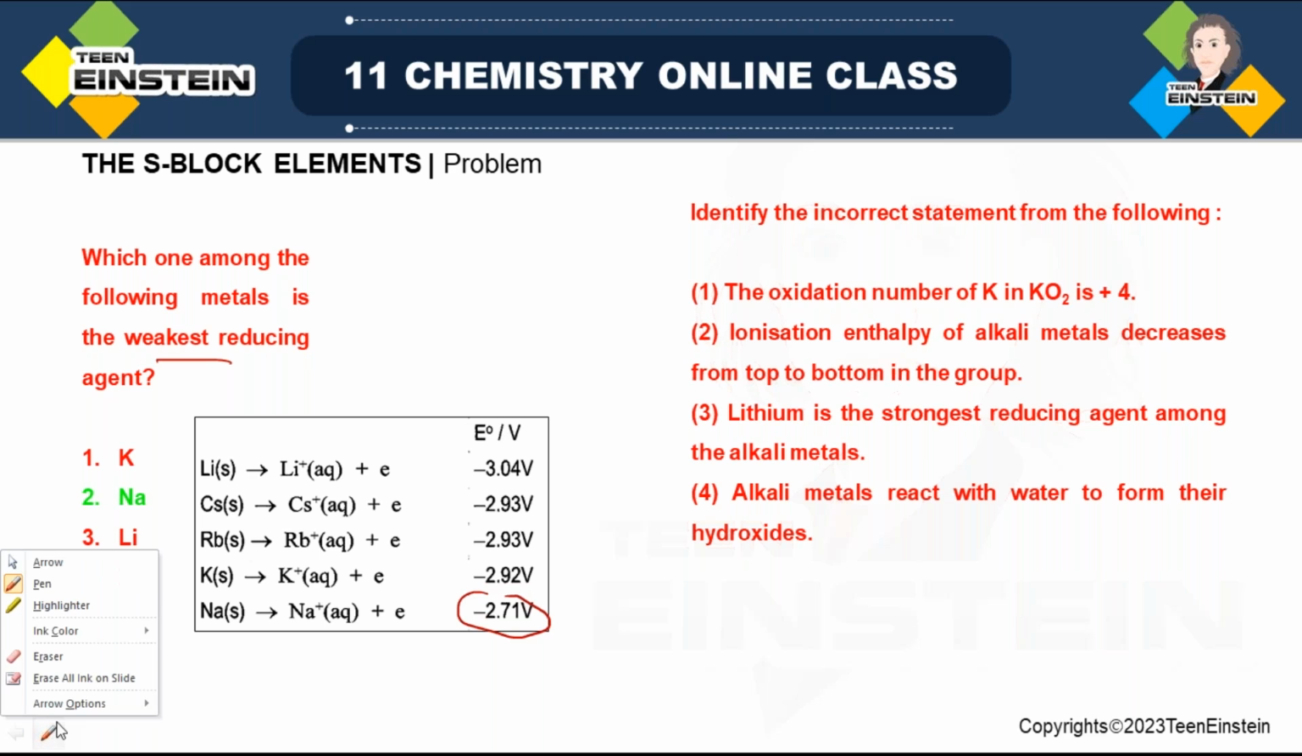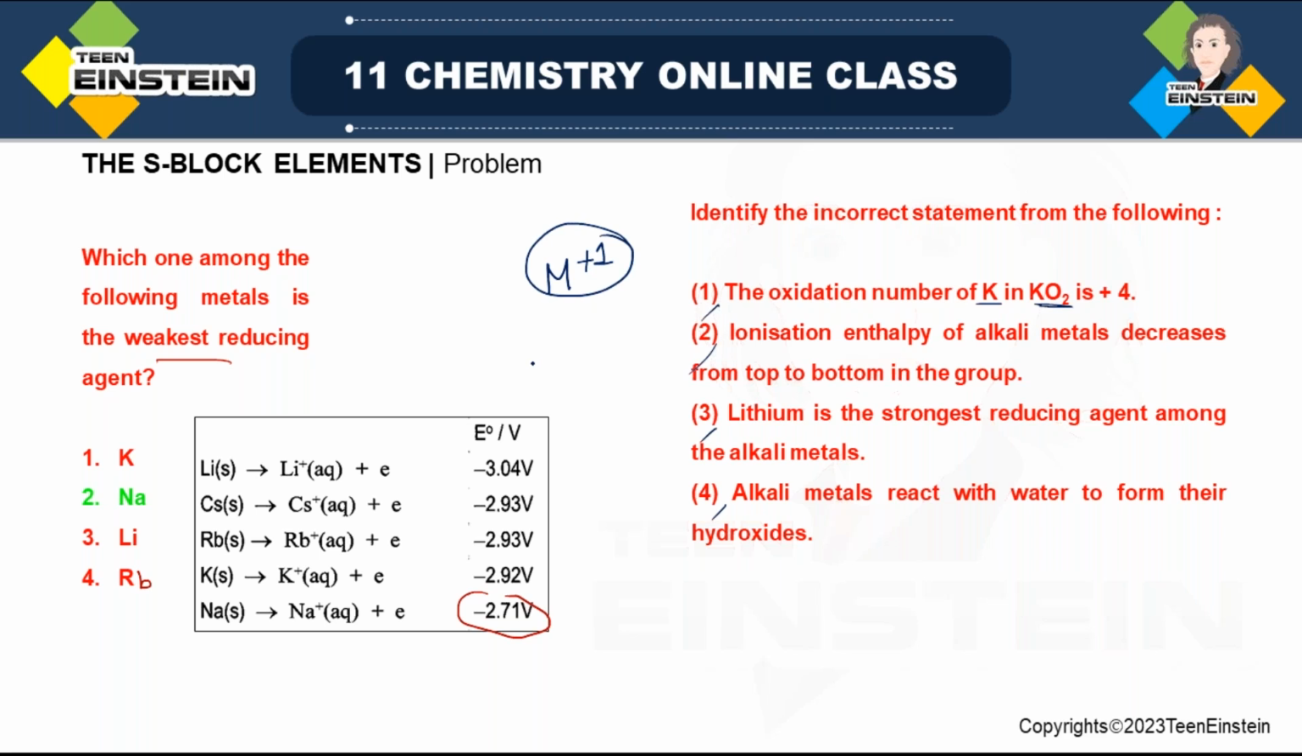Next question is, identify the incorrect statement from the following. We have a total of 4 statements. There will be one wrong statement. The first statement, oxidation number of potassium in KO2, it is saying +4. See, we know that the only possible oxidation state of alkali metals is +1. There is no other oxidation state possible. This information is enough to answer that this is actually a false statement.